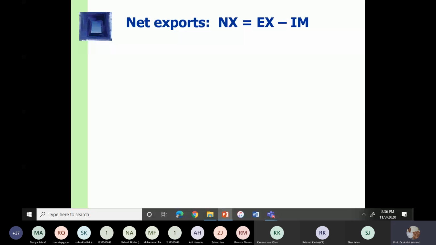And that foreign exchange we can use to import goods and services.